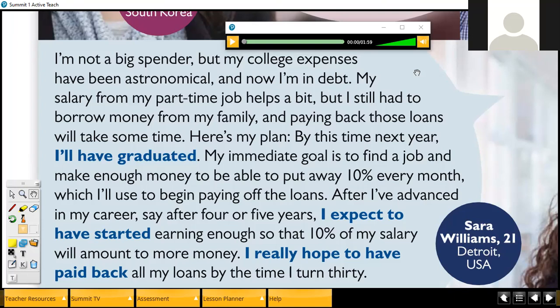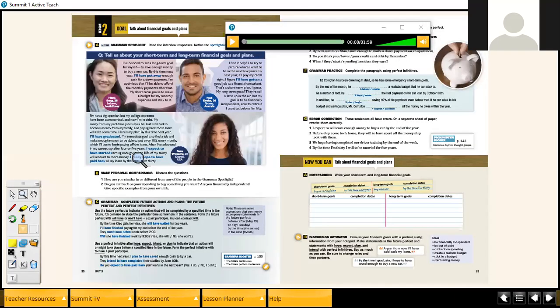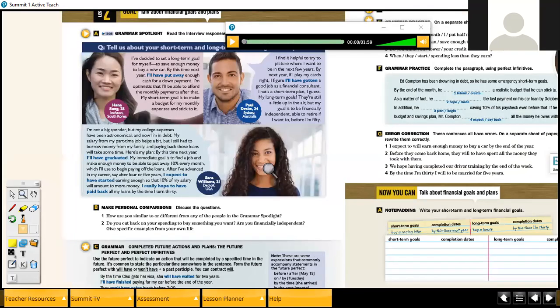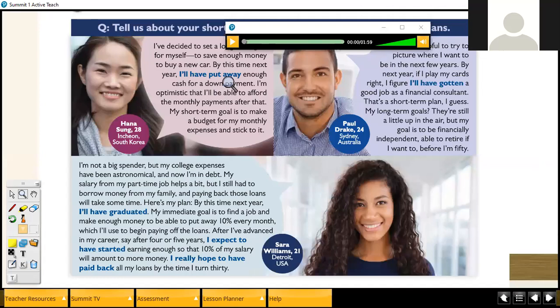All right. So as you can see in these stories, what we are going to practice in grammar is the future perfect. What is the future perfect? The future perfect is an expression we use to talk about things that will have happened by some time in the future. As you can see in the examples, you have I'll have put away, I'll have gotten, I'll have graduated, and we have the future, the modal.